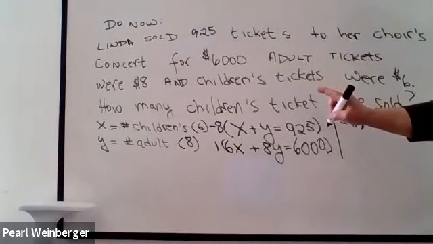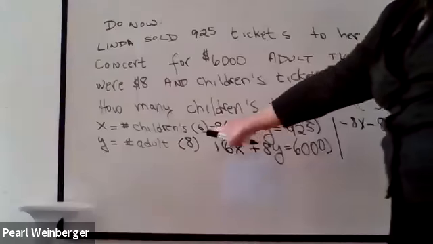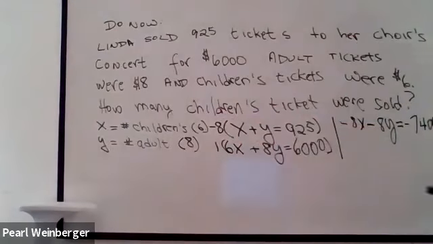Minus 8x plus 8y. Is it plus 8y? Minus 8y, minus 8y, sorry about that. Equals minus 7,400. Yes, you got that. I hope you used your calculator, -8 times 925. Yes. Good.